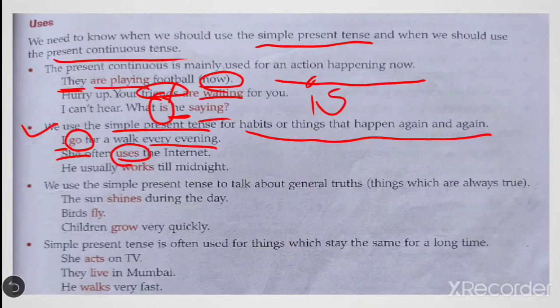She often uses the internet. Often is showing simple present tense. He usually. And because of he, walks will come. S or es with the verb. He usually walks till midnight.